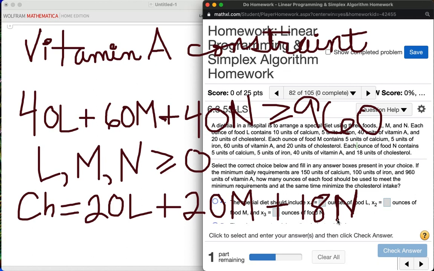So we need to maximize our calcium, our iron, and our vitamin A, but we need to do it at the same time as we minimize our intake of cholesterol. So this is your standard minimization problem because all of the restrictions are greater than or equal to. This is important to keep in mind.